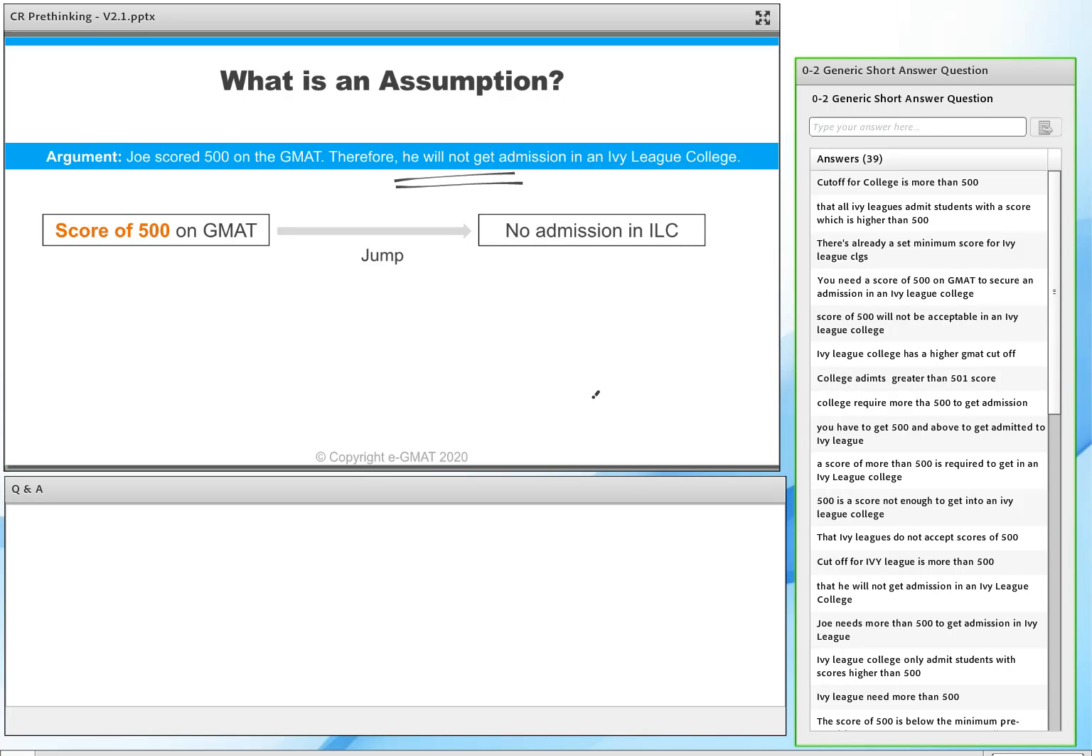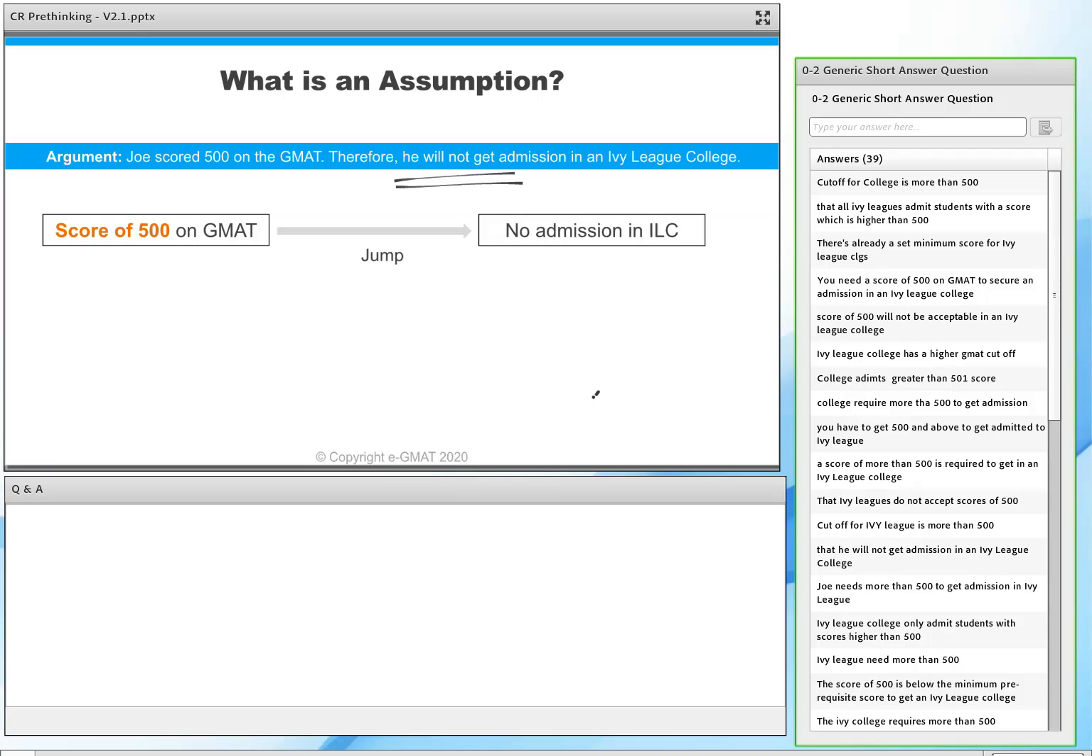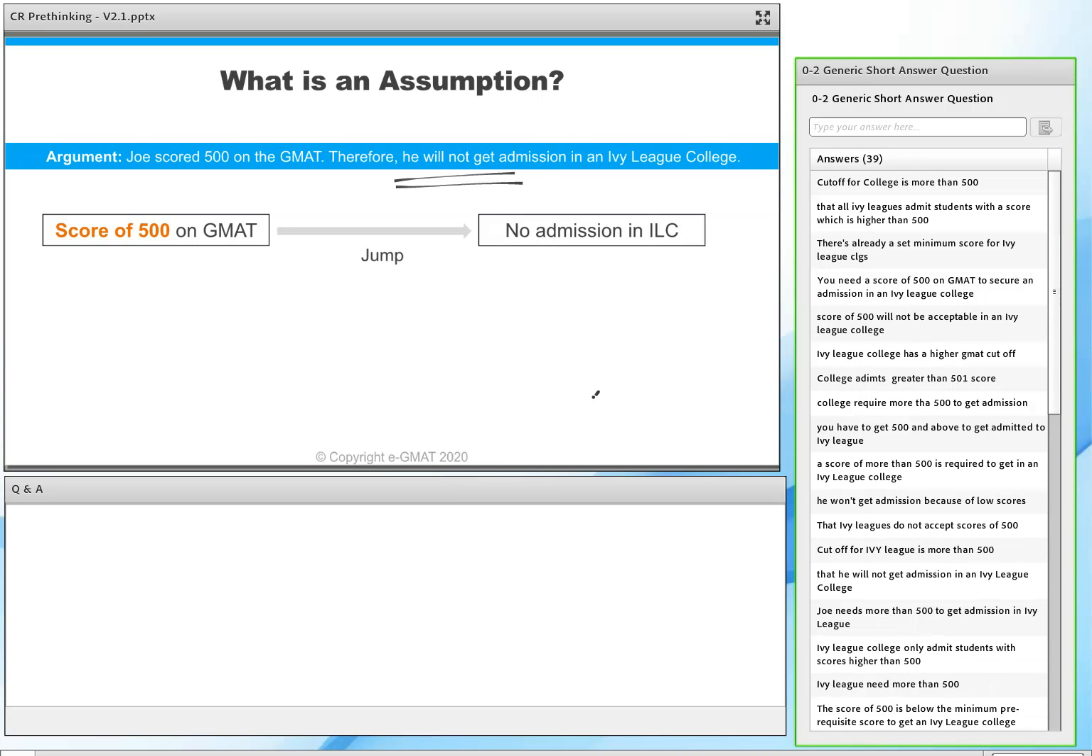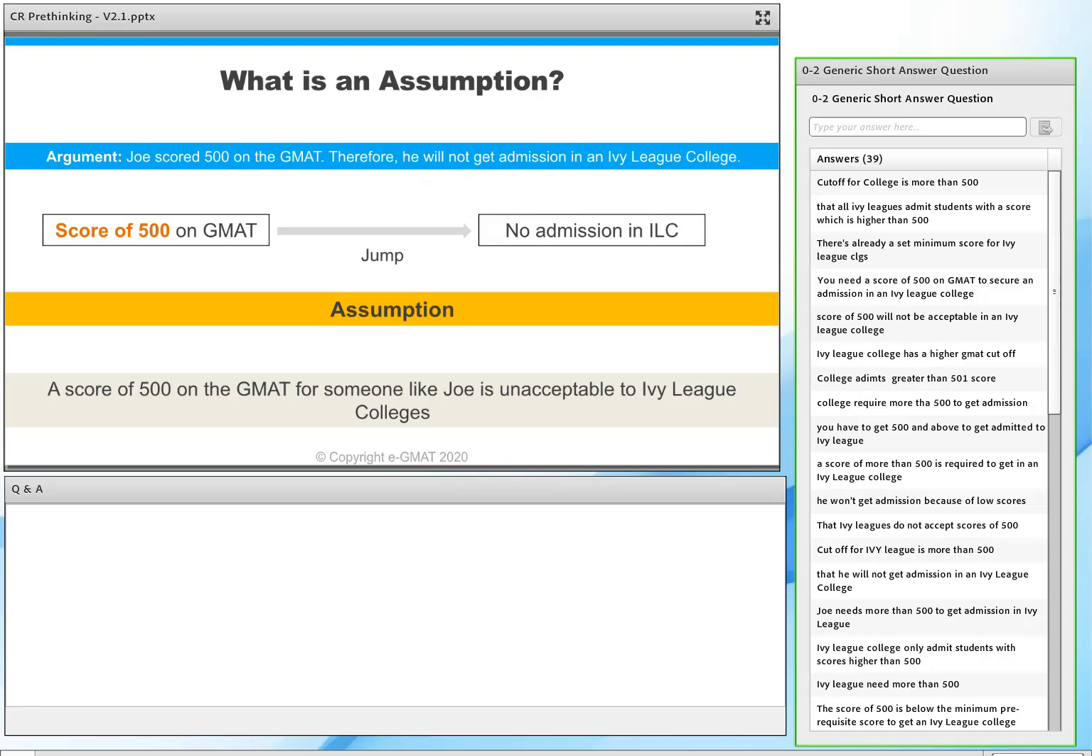So imagine someone like Joe standing there getting a rejection letter, and 100 Joes standing there, all of them getting a rejection letter. And then you say, hey, Joe has a score of 500. That particular Joe has a score of 500 and is getting that rejection letter. You've got to visualize that, and you say, okay, he's getting a rejection letter regardless of anything else on his profile. And so the assumption is that a score of 500 on the GMAT for someone like Joe is unacceptable to an Ivy League college.